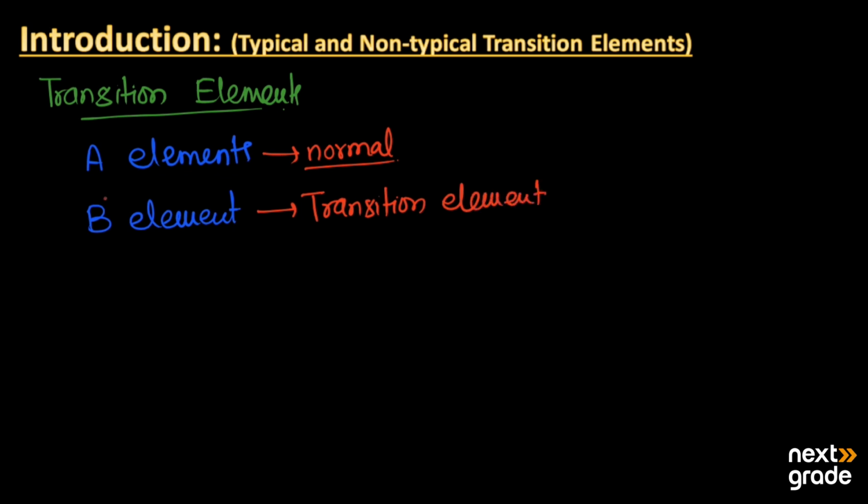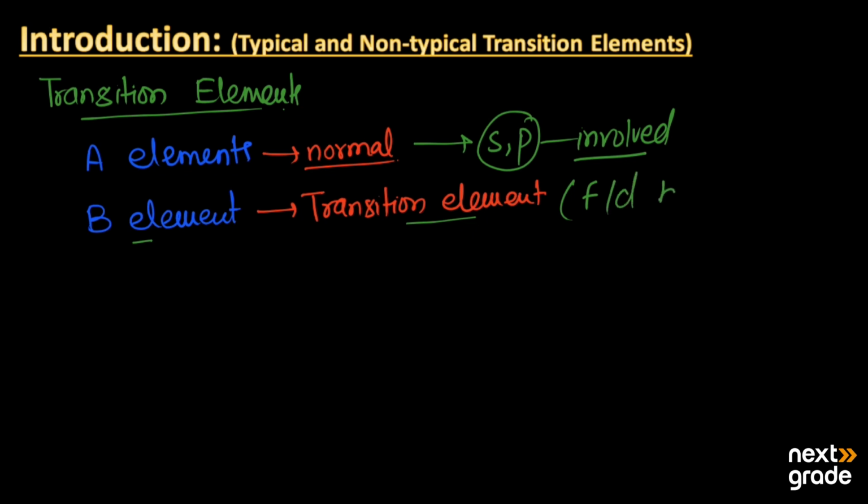Now, what is the main difference? In the normal elements, or group A elements, the s and p subshells are involved, and they are also called s and p block elements. But the group B elements, called transition elements, have f and d blocks, because their valence shell electrons are present in the f and d subshells. They have their f and d blocks partially filled. These are called transition elements.